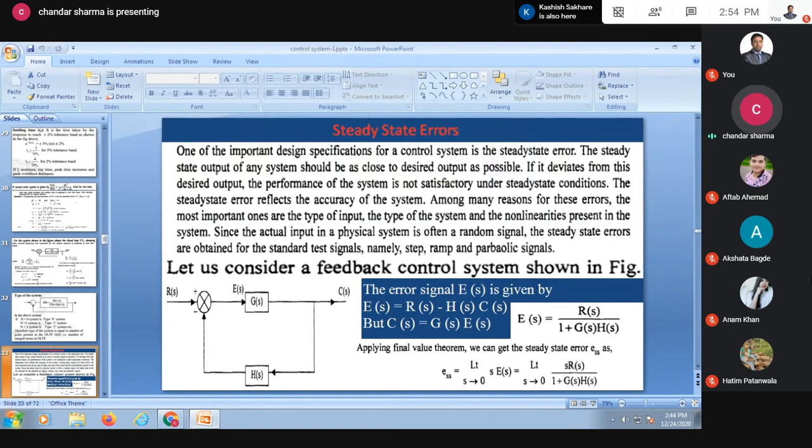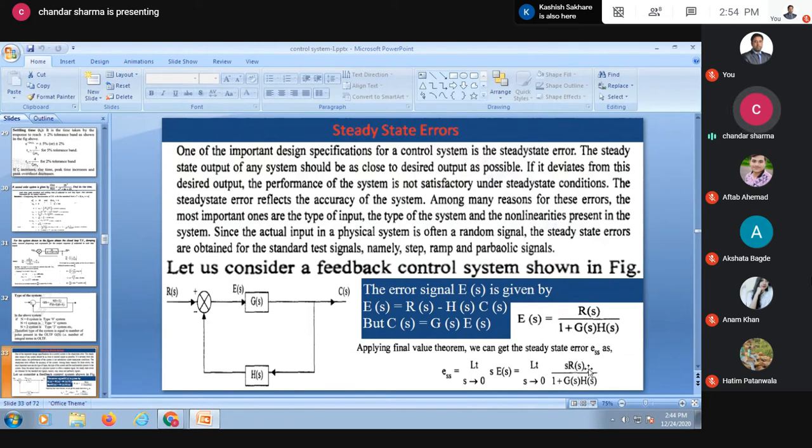Okay, so from this formula for e_ss, the steady state error, we can draw the following conclusion: the steady state error depends on the following factors. It depends on the forward path transfer function, that is G(s). Steady state error depends on the feedback transfer function, that is H(s). It also depends on the type of the system, and on the input R(s).